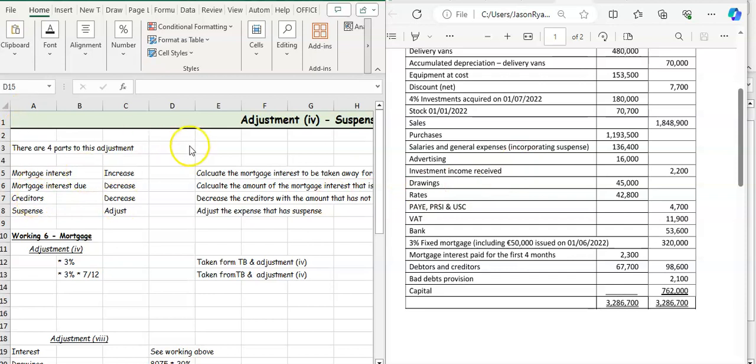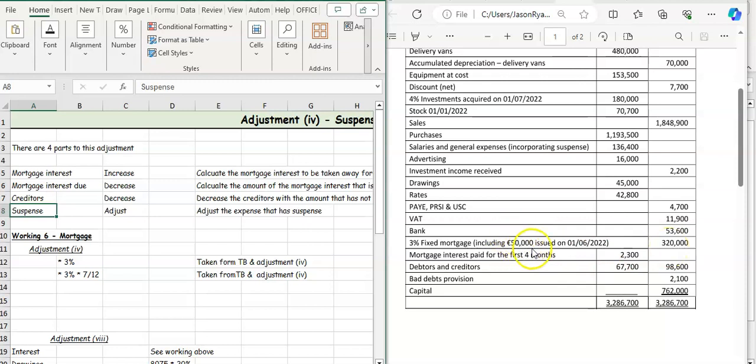So the way I do this adjustment is I find out the mortgage interest for the year. That's going to be taken away from my operating income. I'm going to find out my mortgage interest due figure. That's going to go into my balance sheet and my current liabilities. Then I'm going to adjust my creditors and adjust my suspense. So first thing we need to do is find out how much my mortgage interest is. So it's telling us here that I've got 3,200 in mortgages.